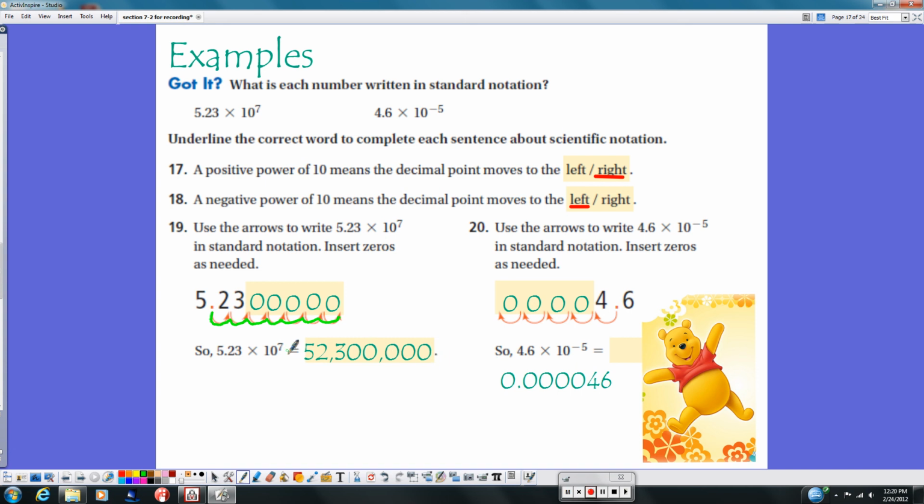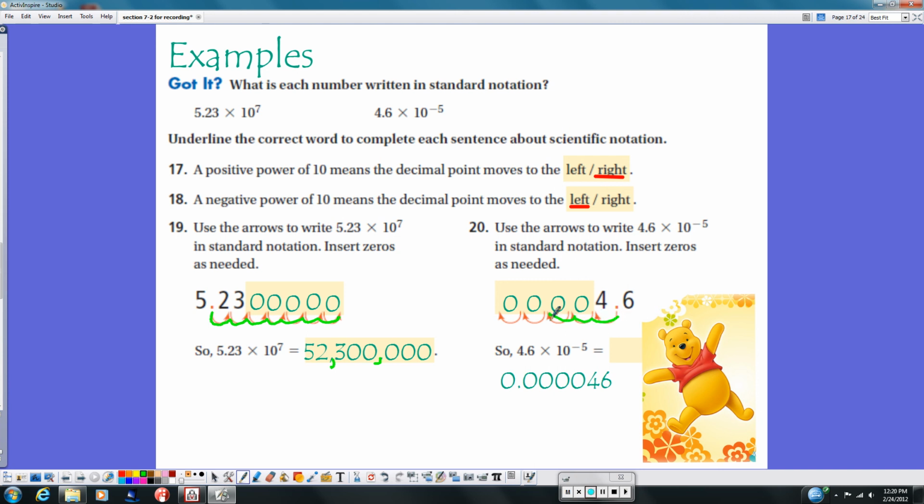Now when you're writing a very large number like this, anytime you have multiple zeros and numbers like this, you put commas. You start at the end of the number, and every third group of numbers there, you put a comma. So 52,300,000. In this example, our exponent is negative, so we're going to the left.